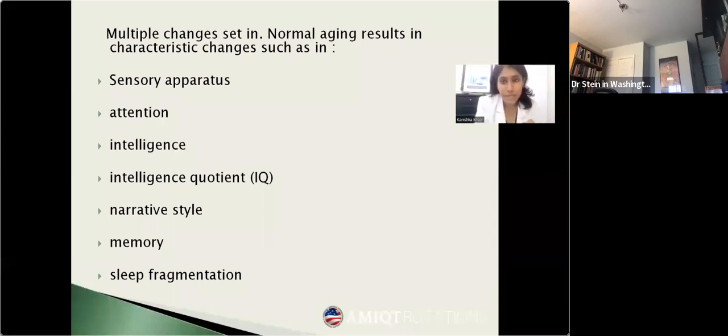And the next would be intelligence quotient. There is a decline in performance intelligence quotient, but there is a stable verbal IQ. And as the person ages, his narrative style becomes richer and there is decreased active naming. And we all know that there is decreased memory with aging. To be more specific, there is decreased primary and working memory and decreased retrieval of stored memory. And there is sleep fragmentation, increased fragmentation and decreased REM sleep.